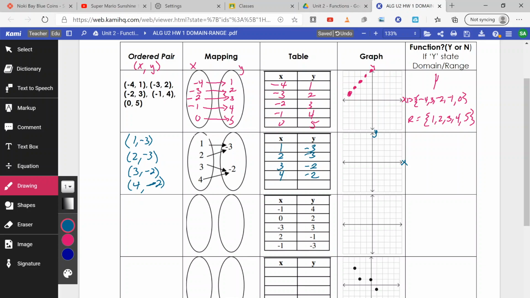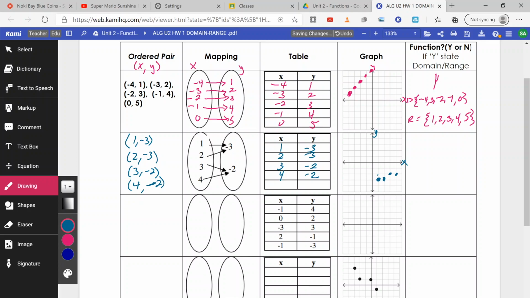So 1, negative 3 tells me I go right 1 and then down 3. 2, negative 3, I go right 2, down 3. 3, negative 2, I go right 3, down 2. And then 4, negative 2, I go right 4, down 2.